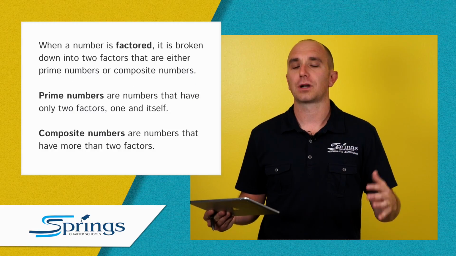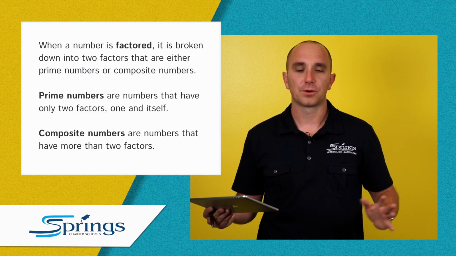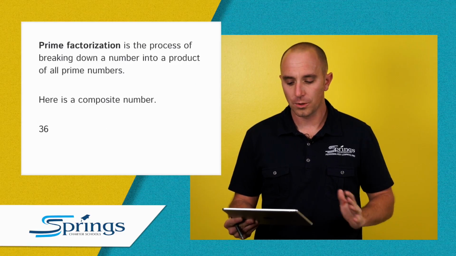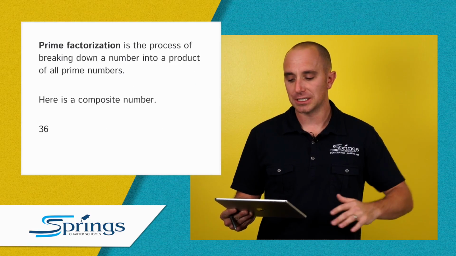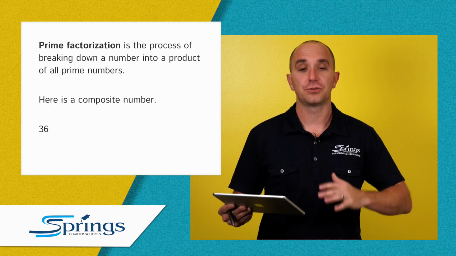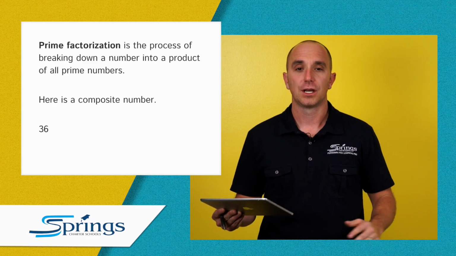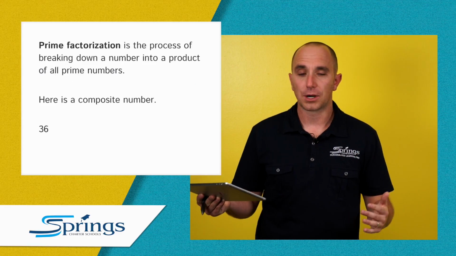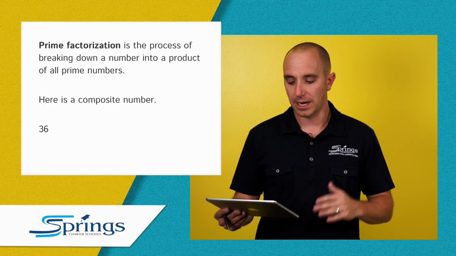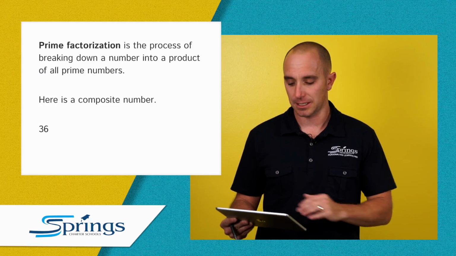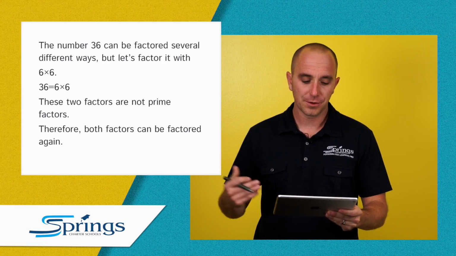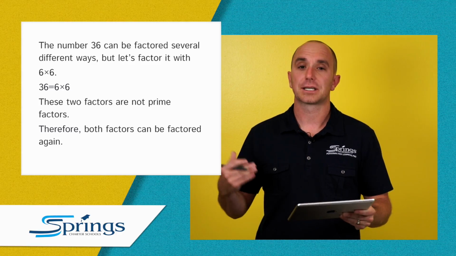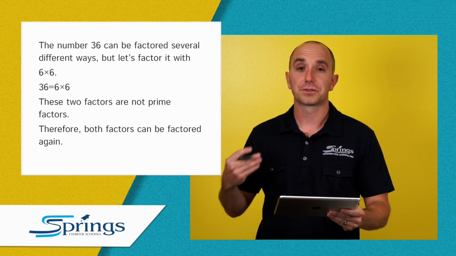There's only so many prime numbers, but composite numbers are all the numbers in between, all the numbers that the prime numbers go into. Prime factorization is the process of breaking down a number into a product of all its prime numbers. So basically, we keep factoring numbers out of it until we get to the prime numbers and we can't break them down anymore. Let's look at the composite number 36. It can be factored several different ways, but let's factor it with 6 times 6. So 36 equals 6 times 6.